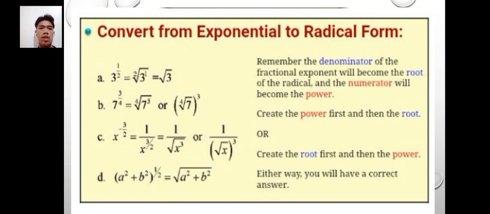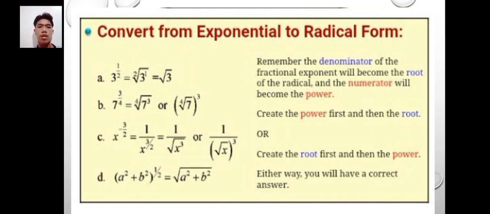Now convert from exponential to radical form. First is 3 raised to 1/2. To convert it from exponential to radical form, just remember the denominator of the fractional exponent will become the root of the radical, and the numerator will become the power. The numerator of the exponent is 1, so the radicand will be 3 to the power of 1. So the result is the square root of 3.